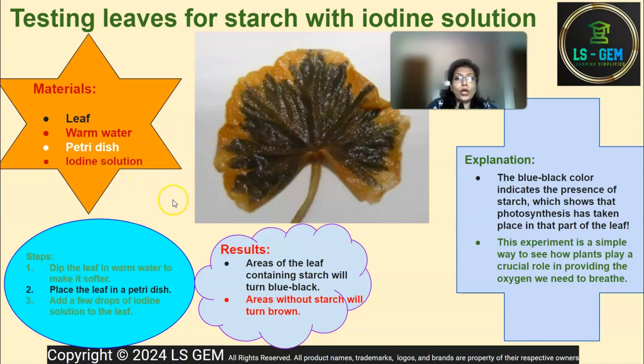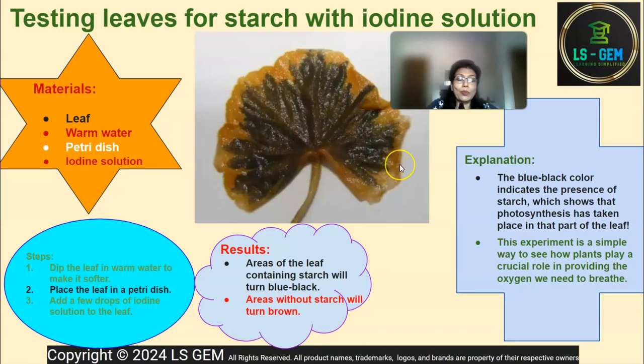So what you have to do, you have to dip the leaf in warm water to make it softer. Now place the leaf in a petri dish and add a few drops of iodine solution to the leaf. The result: the area of the leaf containing starch will turn blue-black. Can you see here? Areas without starch will turn brown like this.